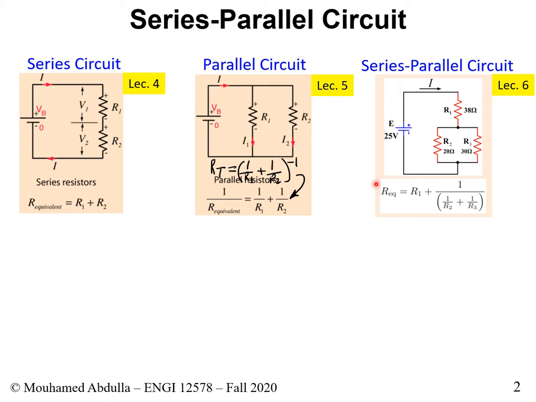Now, what happens when we have a circuit where a subset of it is connected in series, and a subset of it is connected in parallel? In that case, it becomes a bit more complex, but it is still solvable. You can still find the total resistance, or if you want, the REQ, or equivalent resistance, it's the same thing as saying the total resistance. So the total resistance is really R2 and R3 connected in parallel, because these two resistors are connected in parallel, and the result that you get is added to R1.